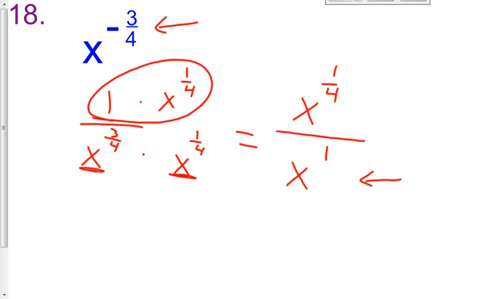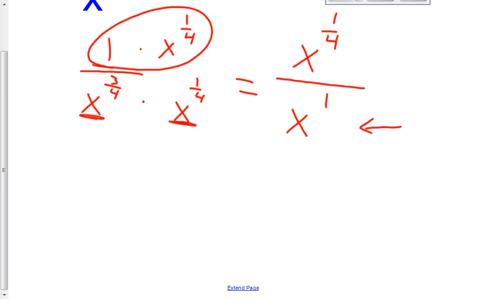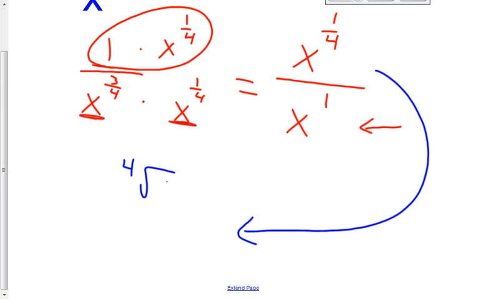Now, let's put this into radical form. So going down here, x raised to the 1/4 is the same thing as the 4th root of x to the first, divided by x. There is the answer for problem number 18.